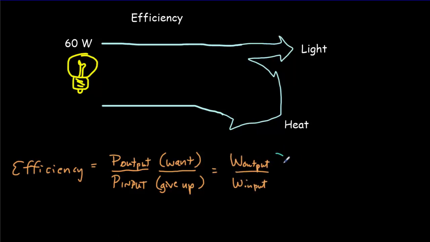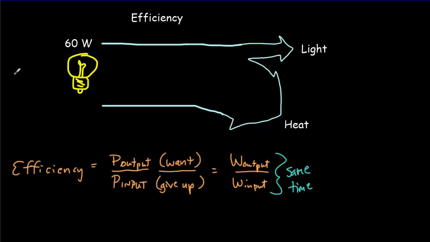Now it's more correct to write it in terms of power, but usually we run our input for just as much time as our output, and as long as we do that, then we can write our efficiency as the output work over the input work. But it's really got to be over the same amount of time.